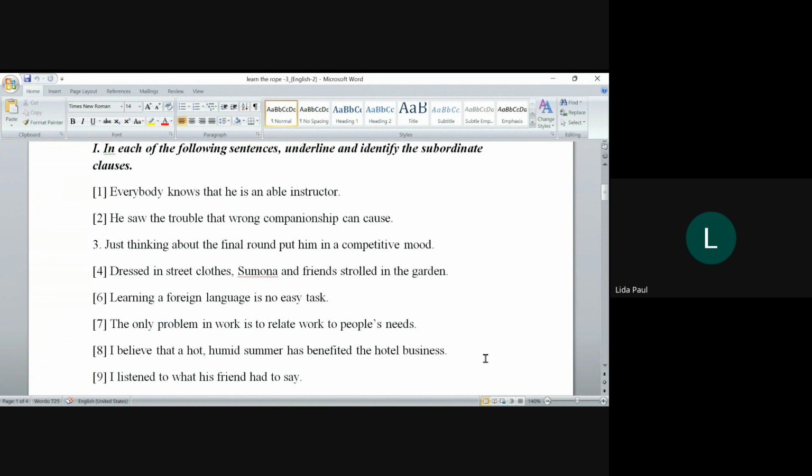This is an example of sentences where subordinate clauses can take up the subject position. What is the subordinate clause here? Look at the subject part of the sentence. Just thinking about the final round. Yes, correct. Just thinking about the final round.